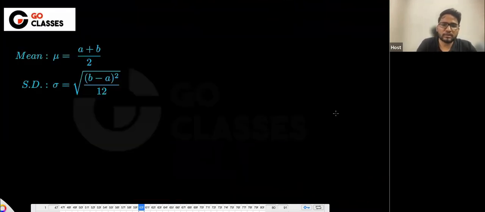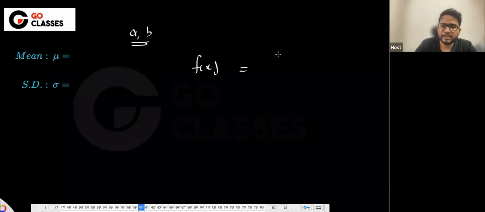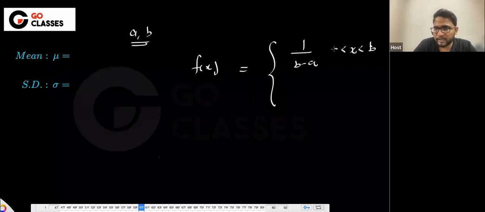Let's just do it for the general example, which means let's suppose that in general, your range is from A to B. Then let's calculate the expectation and variance. So the range is from A to B this time. Then can you write the PDF? It is 1 upon B minus A, for x in between A to B. This equal sign does not matter; you put equal or you do not, it does not matter.